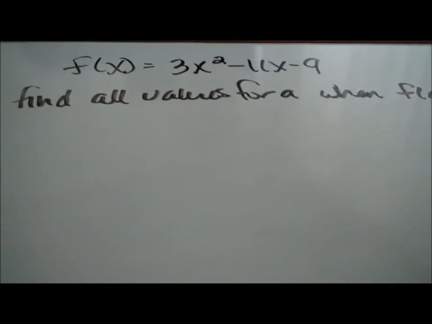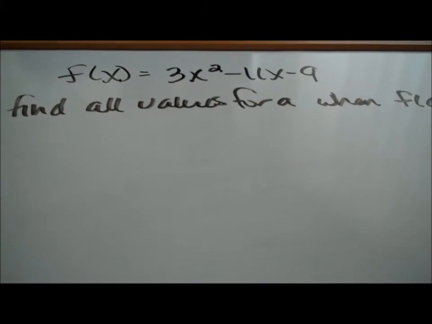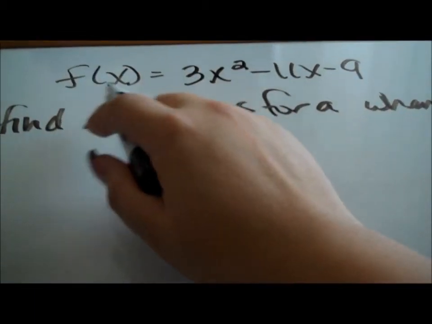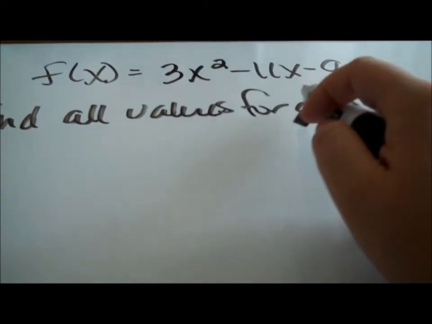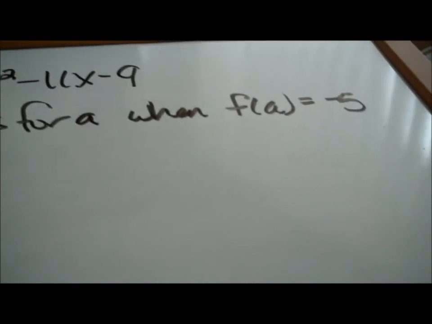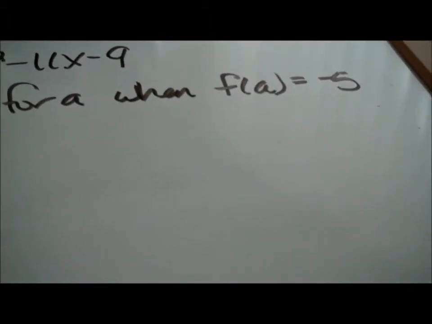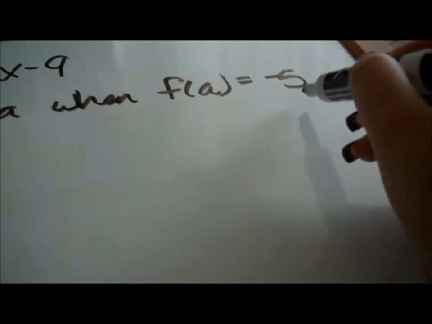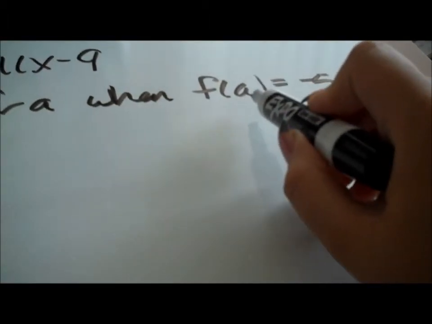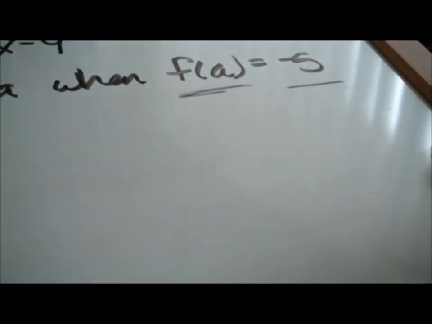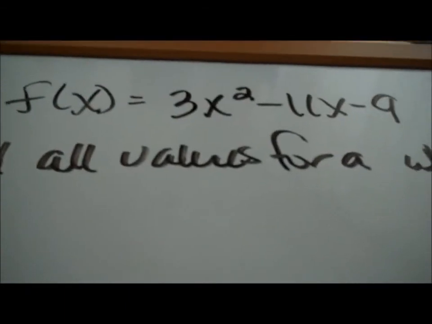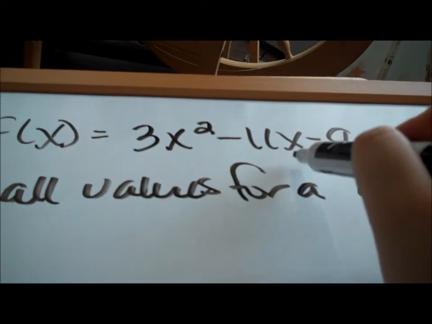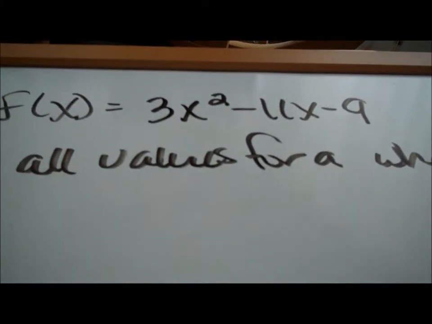Okay, this was an example that some students had some complications with last semester. So if the function is f of x equals 3x squared minus 11x minus 9, it says find all values for a when f of a equals negative 5. So the complication was that students were taking the negative 5 and sticking it in for a. This is not what it says. It says that the function equals a negative 5, or that the entire equation equals a negative 5. So again, I was seeing students sticking a negative 5 in here and a negative 5 in here and working it out. Not what it's meaning.